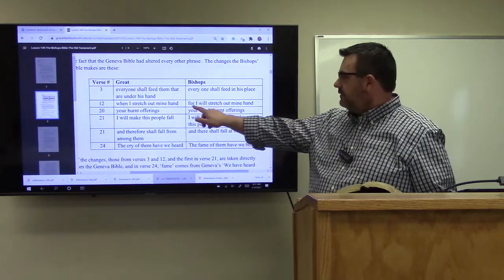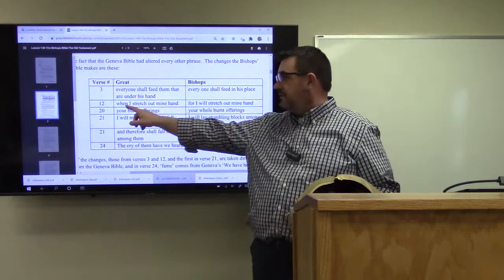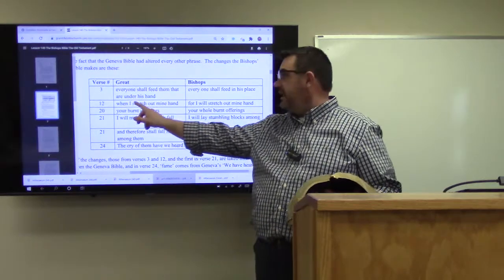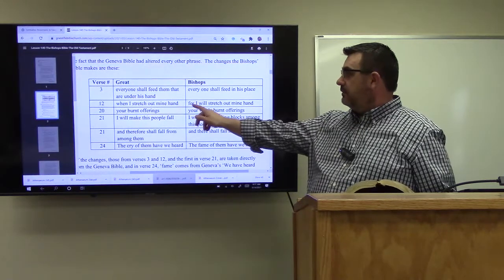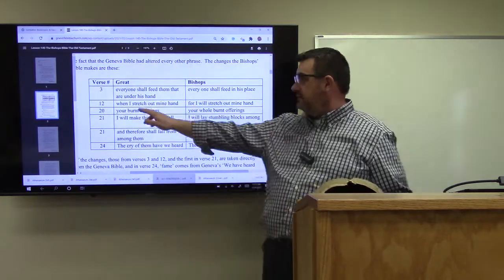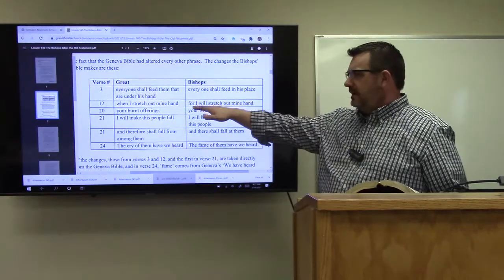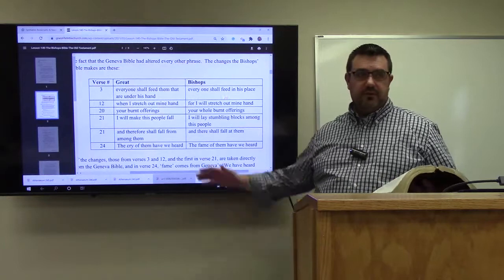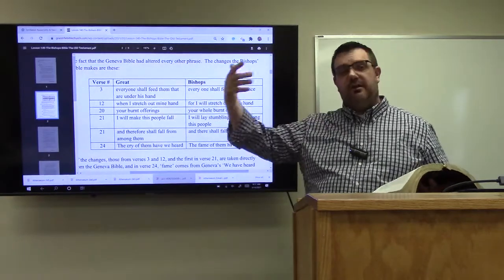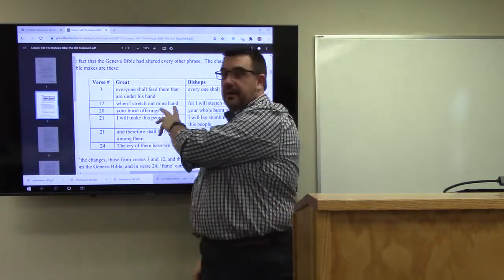The bishops said, for I will stretch out mine what? Hand. What's the difference? The Great Bible had, when I. The bishops had, for I will stretch out my hand. This says, when I stretch out mine hand. So that's not necessarily a very great difference there, but you see the level here of conformity that the Bishop's has with the Great Bible, right?